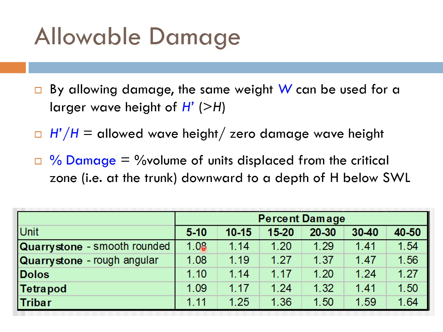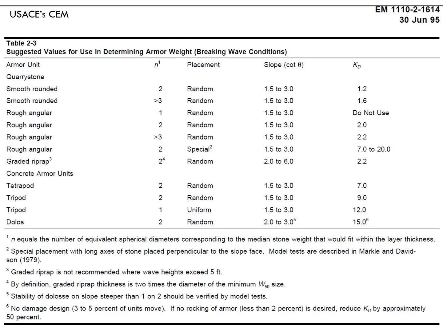But if we allow up to 50% damage, then we can use the same weight of armor unit for a wave condition which is up to 1.54, which means 54% more severe. This slide here shows an example of the design table provided by USACE's Coastal Engineering Manual.